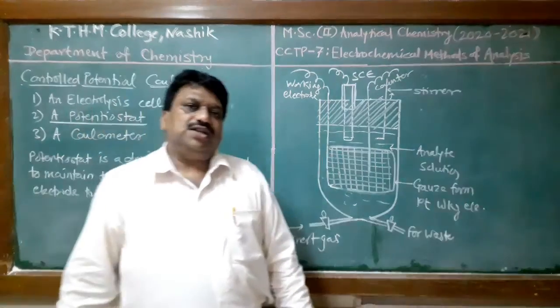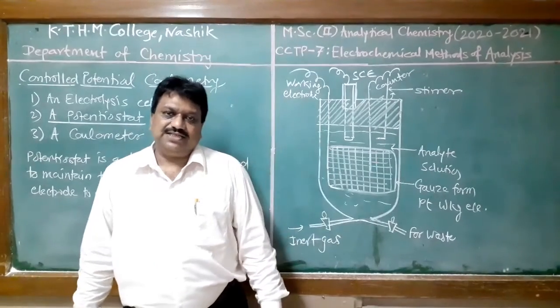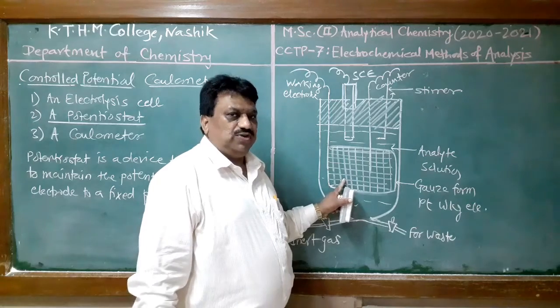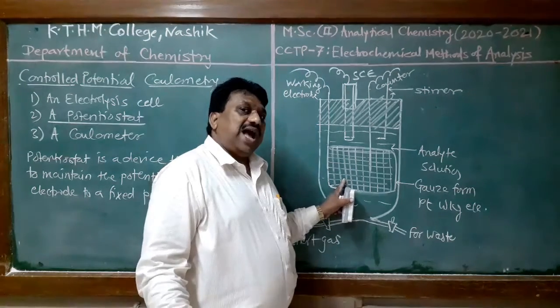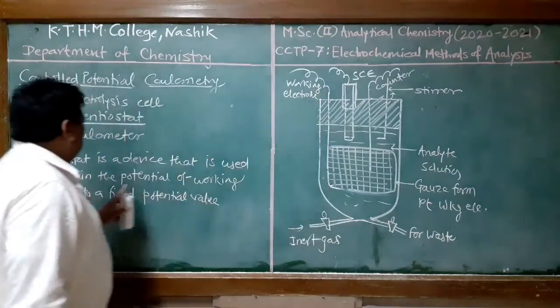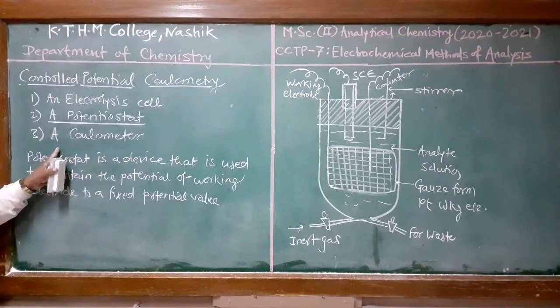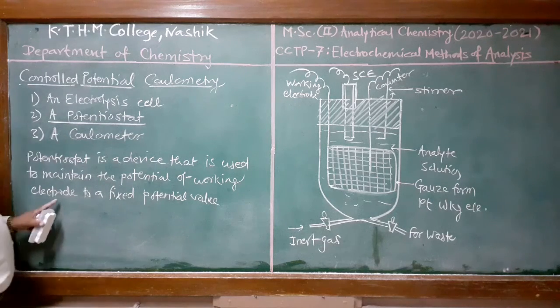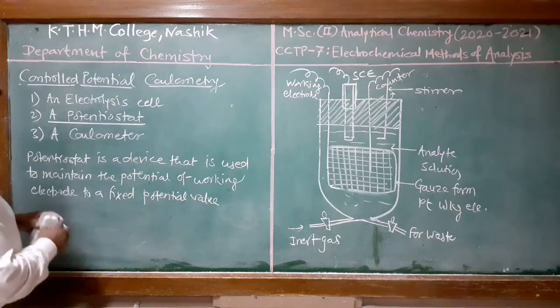In order to achieve 100% current efficiency, we have to maintain the working electrode at a fixed potential value at which only the analyte undergoes oxidation or reduction. Therefore, here the potentiostat is used, which is coupled with this electrochemical cell or electrolysis cell.